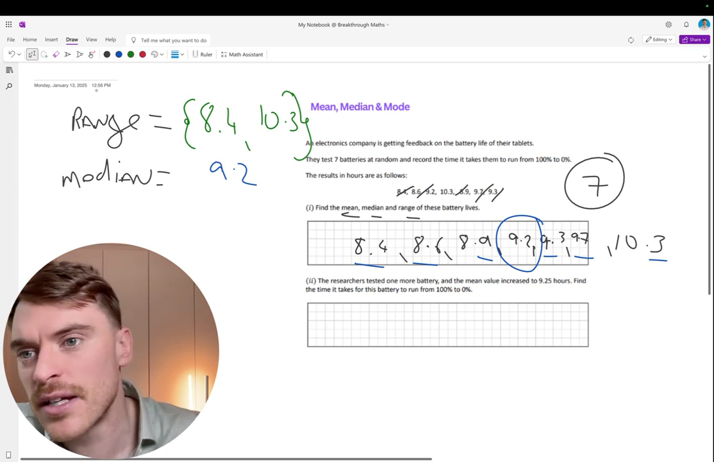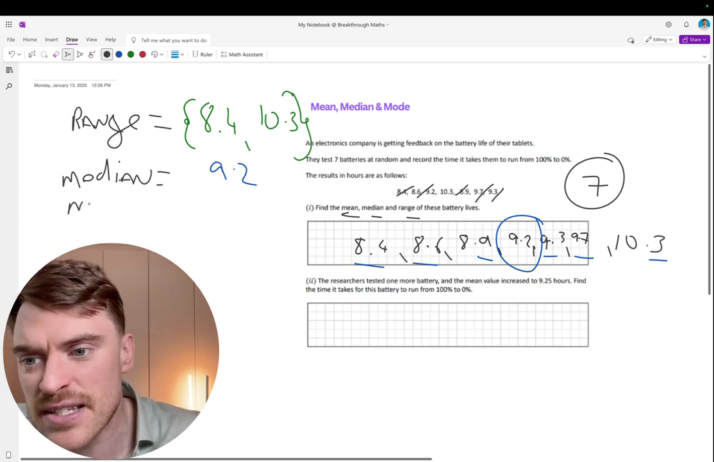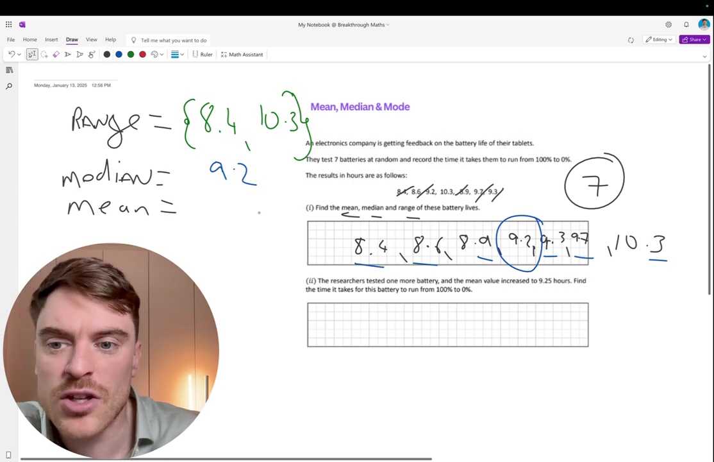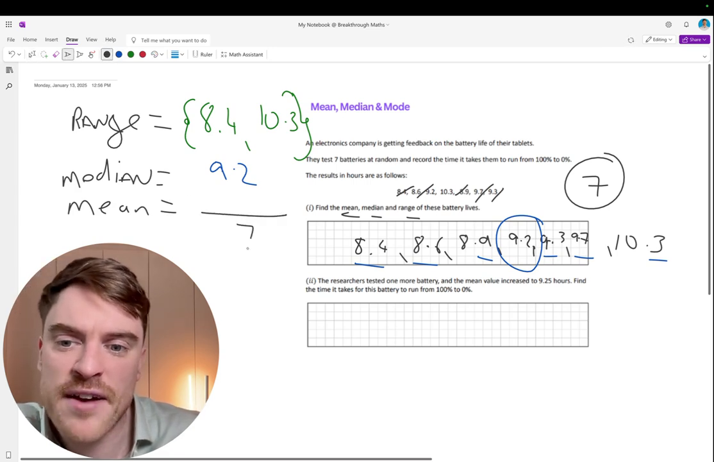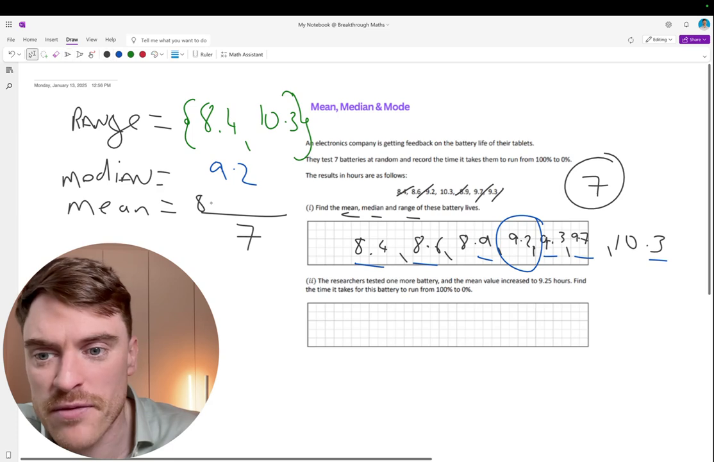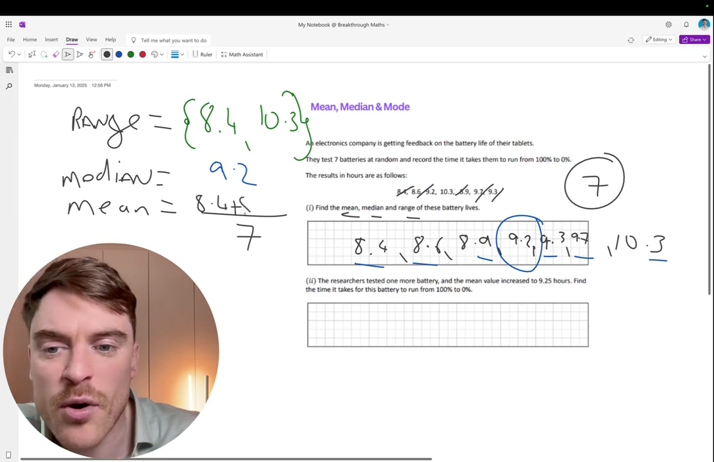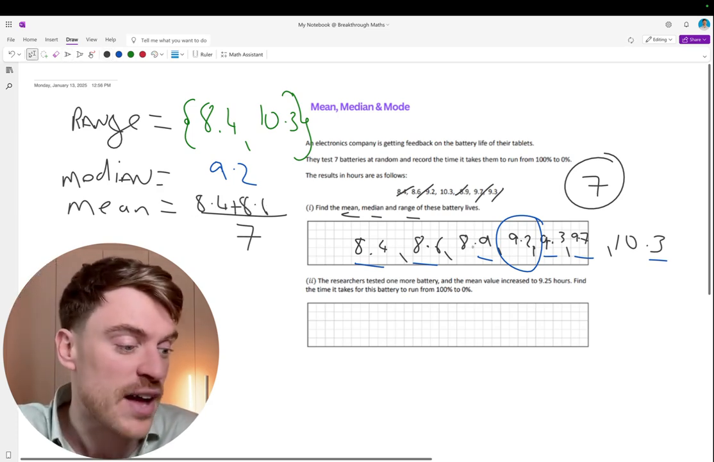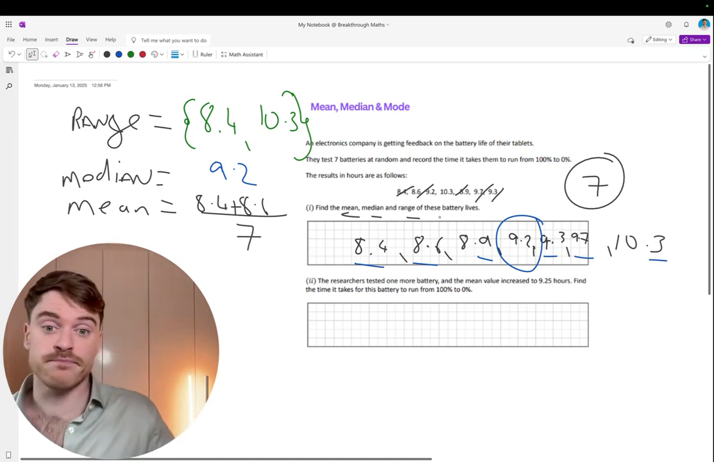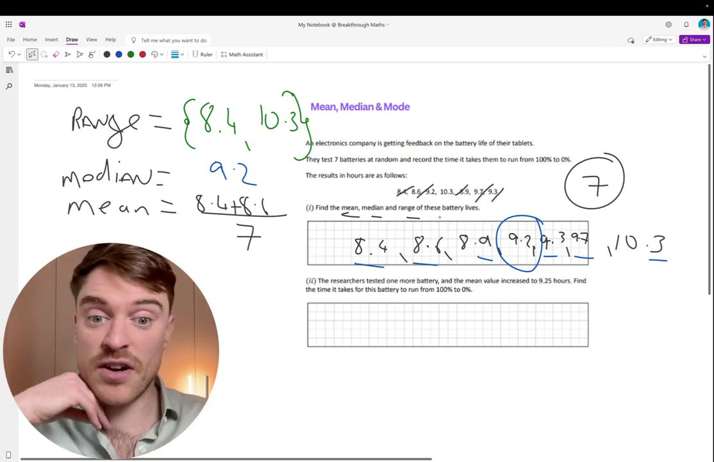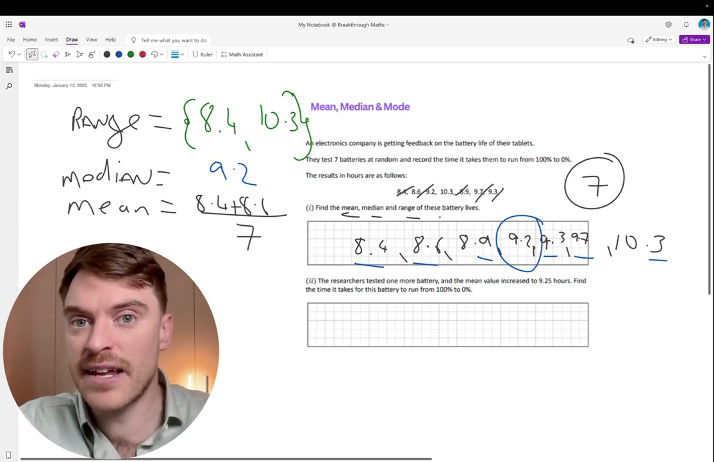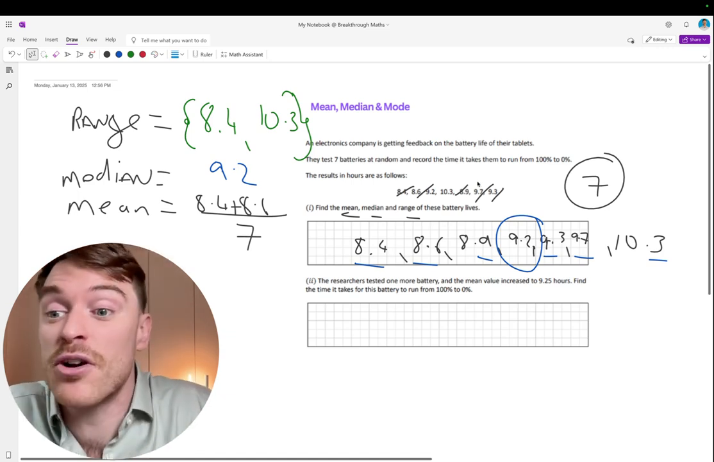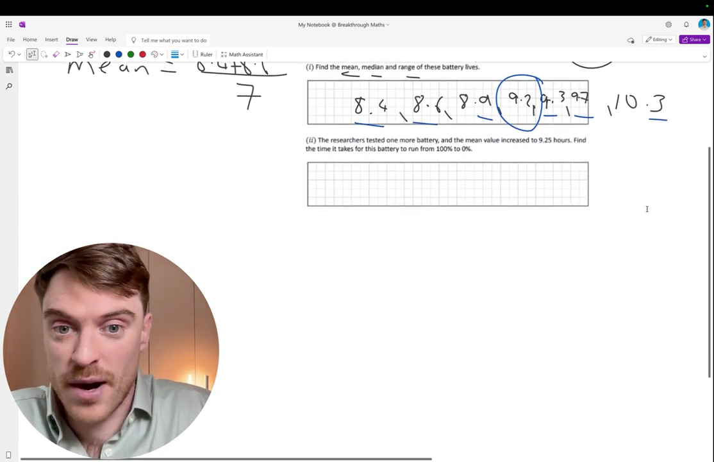All right, and then the mean is not so bad to find, really. You add them all up and you divide by 7 because there's 7 there. So you just go 8.4 plus 8.6, add them all up, tick them all off, and see what you get. And you divide by 7 and you'll get the mean. I'm not going to get that there, but that's how you get the mean. Even if you did that much, you'd be getting almost full marks in the question.